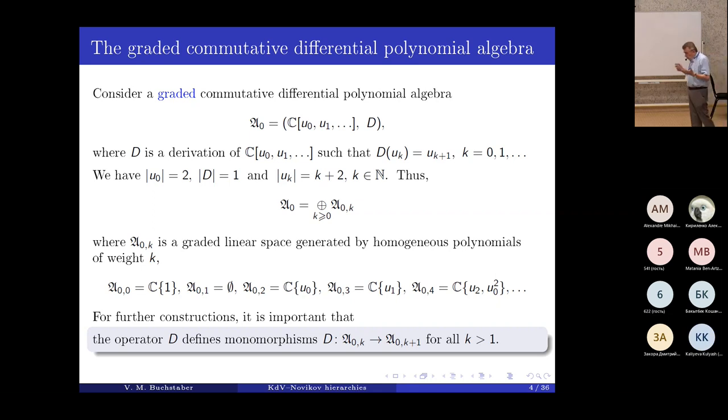But what is important for our approach? We consider this ring as a graded one. It is a very important algebraic notion, grading. From this point of view, we can describe the ring as a sum of graded linear spaces generated by homogeneous polynomials of weight k. So you start from a one-dimensional linear space, then a two-dimensional one, and so on. But what is important, the operator D, which, let me repeat, describes our dynamics, is a monomorphism, which translates the weight k space to the weight k+1 space. It turns out many algebraic problems we can solve using this property of being a monomorphism.